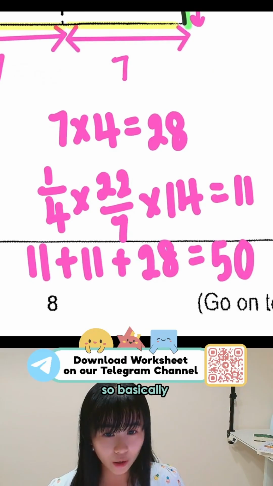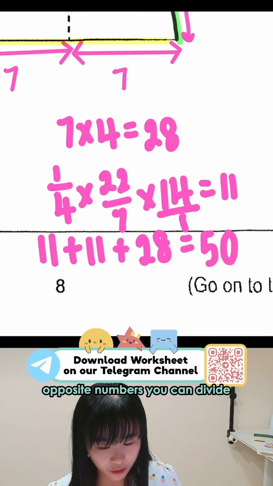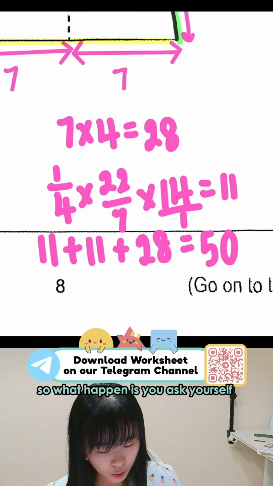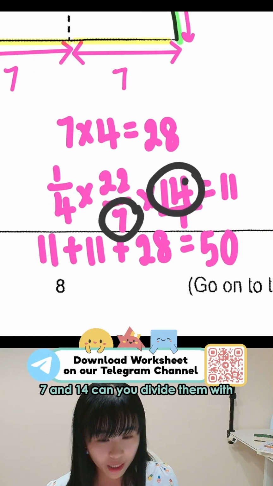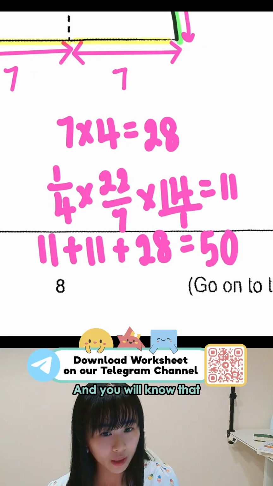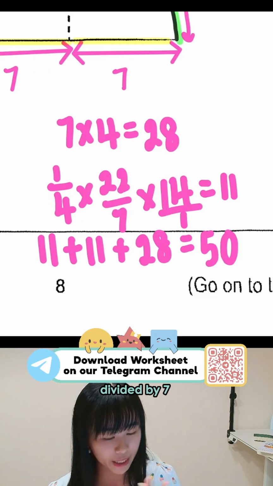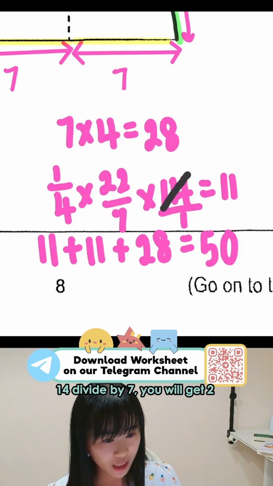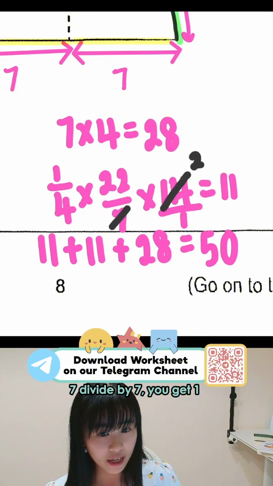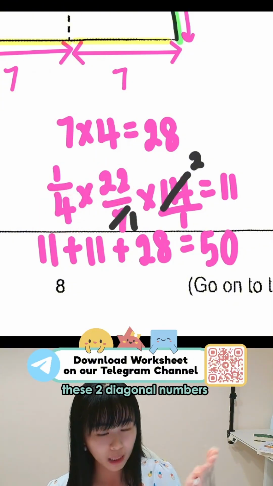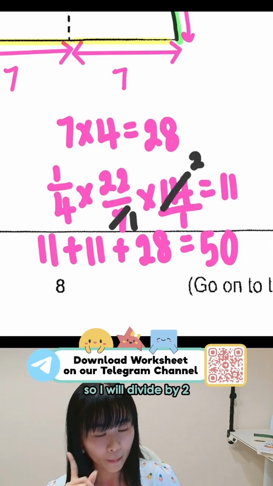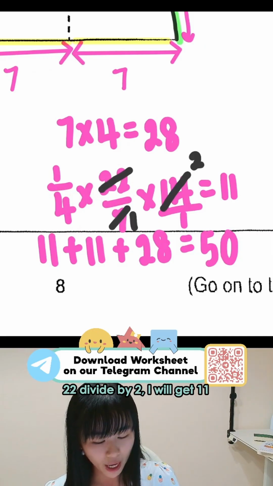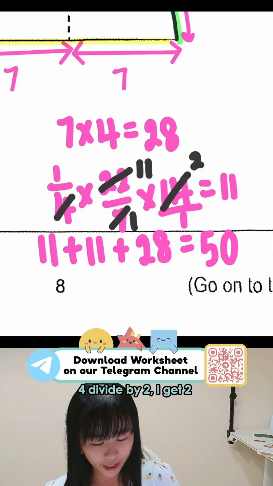So basically, okay, opposite numbers, you can divide. So what happened is you ask yourself 7 and 14, can you divide them with a common number? And you will know that 7 and 14, they both can be divided by 7. 14 divided by 7, you will get a 2. 7 divided by 7, you get a 1. These two diagonal numbers also can divide. So I will divide by 2. 22 divided by 2, I will get 11. 4 divided by 2, I get a 2.